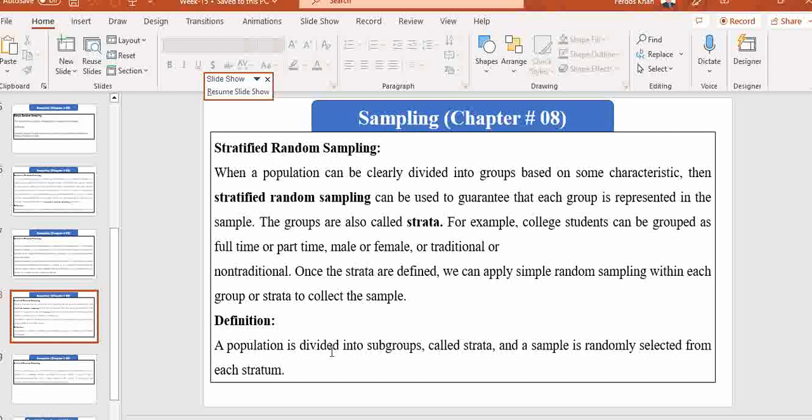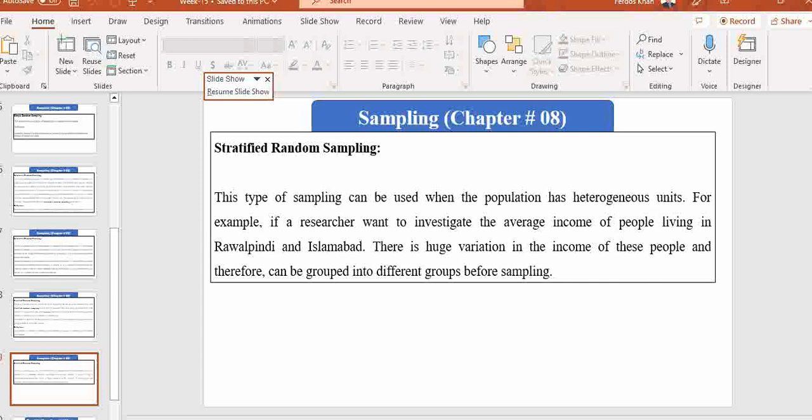A population is divided into subgroups called strata, and a sample is randomly selected from each stratum. This is just a simple definition. This type of sampling can be used when the population has heterogeneous units. So this is the reason for it.